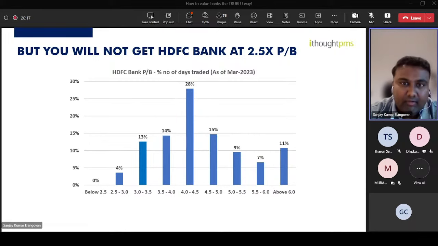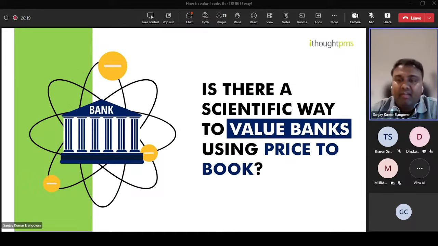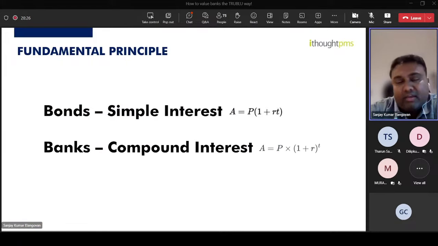So how do we go about it, right? Is there a scientific way to value banks using price to book? There have been a lot of studies. And before we get into the studies, we'll have to understand the fundamental principle behind how banks make money.